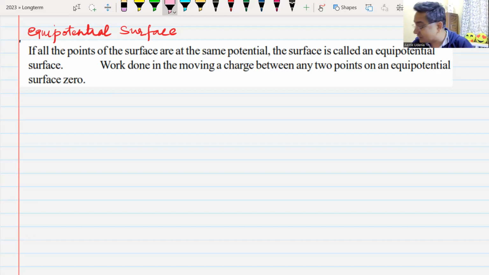Work done in moving a charge between any 2 points on an equipotential surface is 0 because there is no change in potential. The work done by the force is 0. Do we understand this?